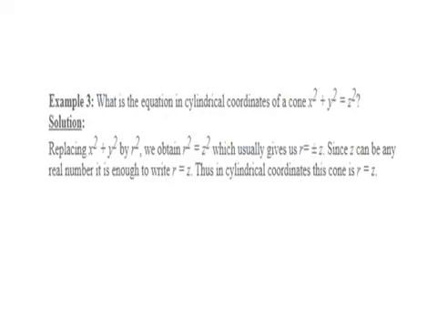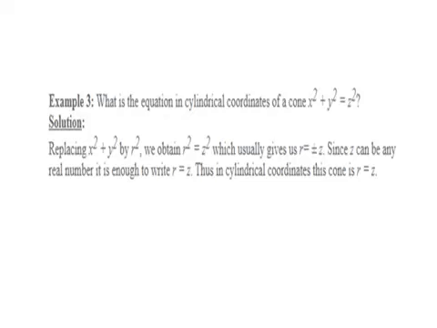In example number 3, we have to find the equation in cylindrical coordinates of a cone, which is given by x square plus y square equals z square. In order to find the equation in cylindrical coordinates, that means instead of x, y, we must have r, theta. Therefore, we replace x square plus y square by r square, because the equation of the given cone is in the rectangular coordinate system, and r square is equal to x square plus y square.